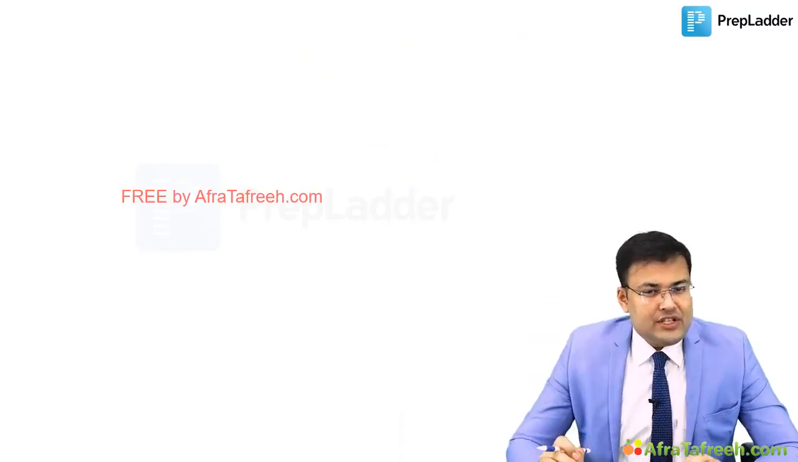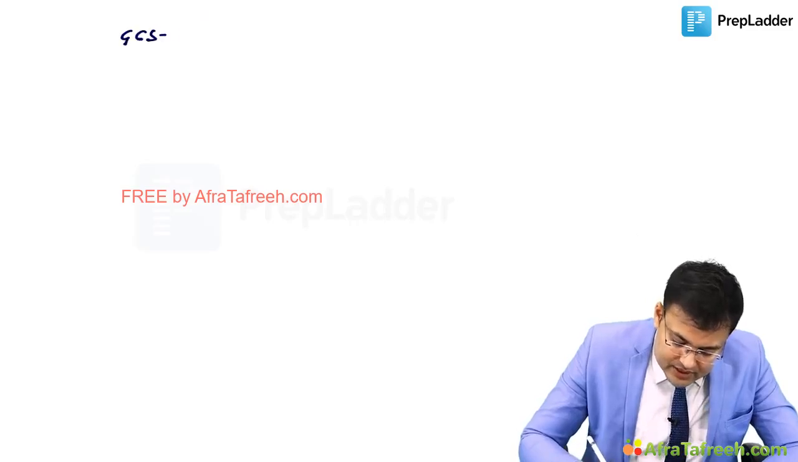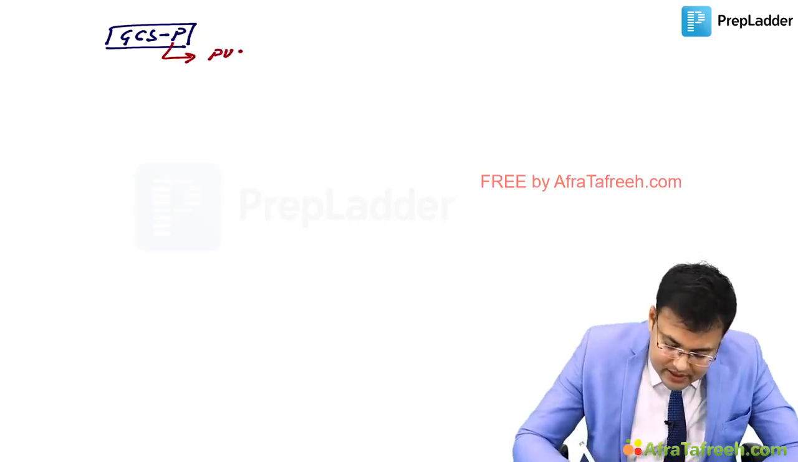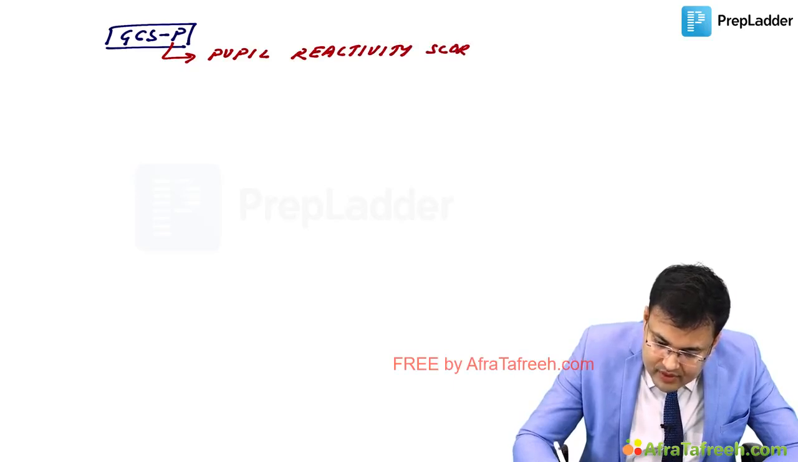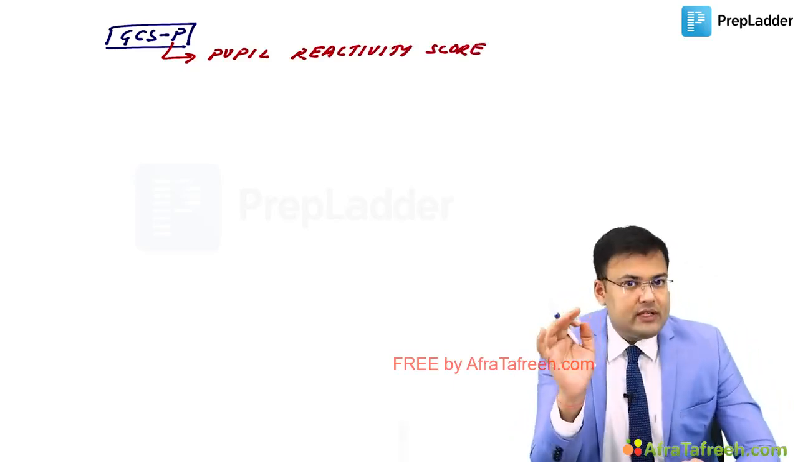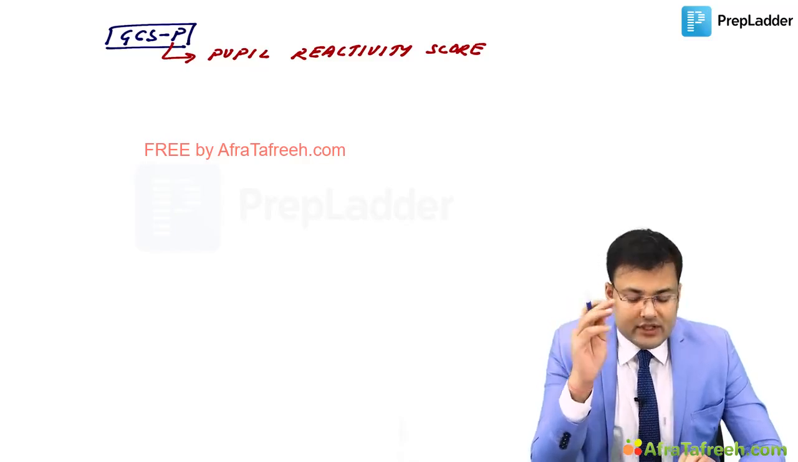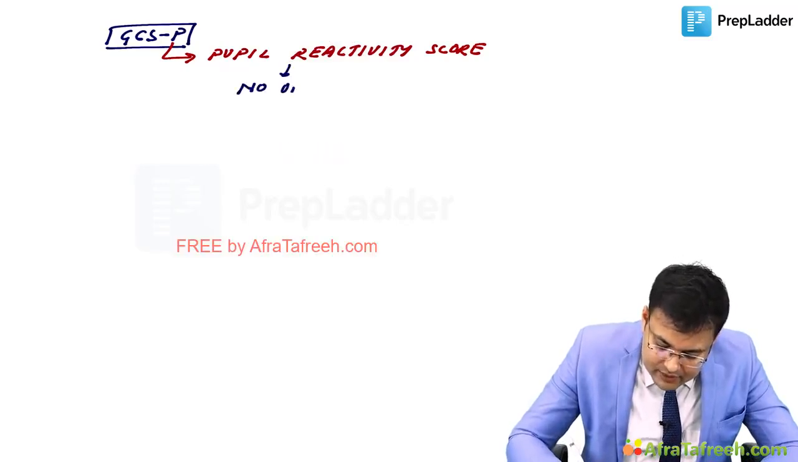Now see another potential question. GCSP. We discussed GCS. So what is GCSP? In this GCSP, what is the meaning of P? This is the pupil reactivity score. So this pupil reactivity score means the number of non-reactive pupils. Okay. Now see the scoring.